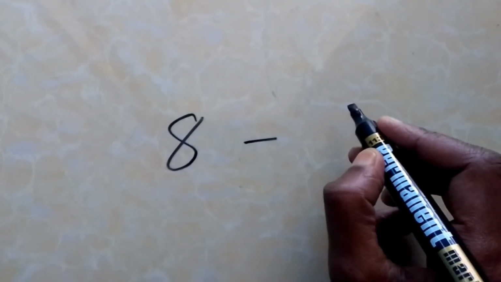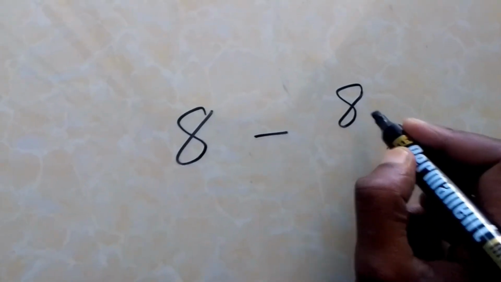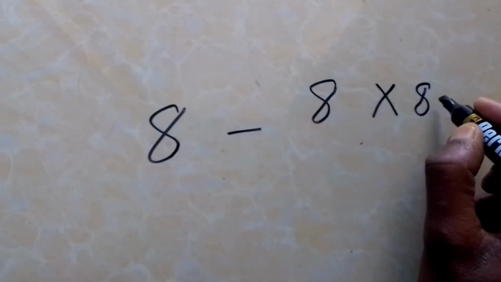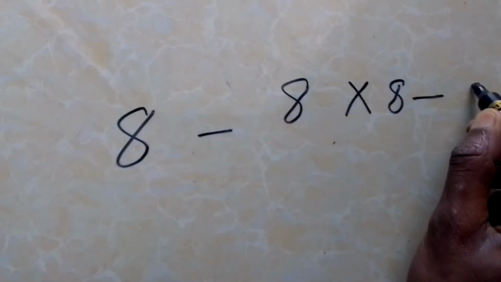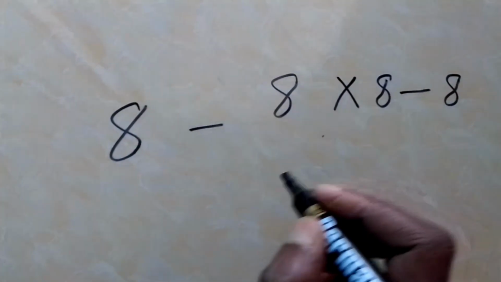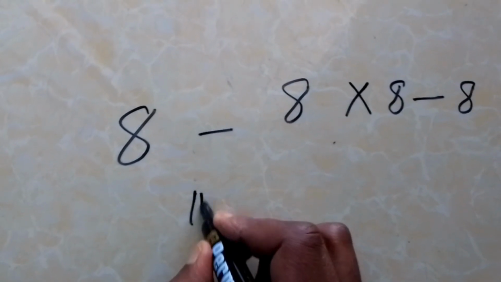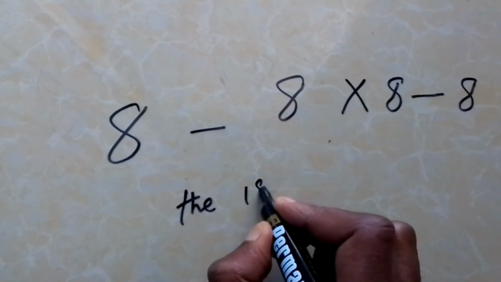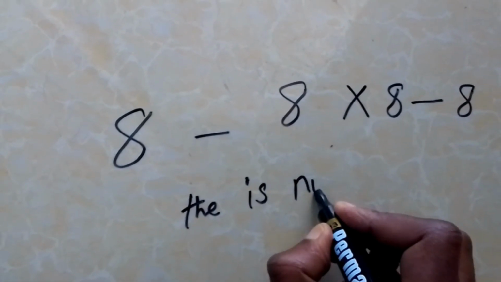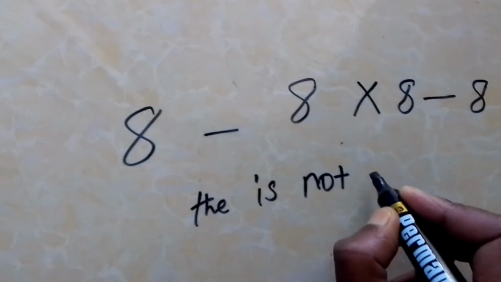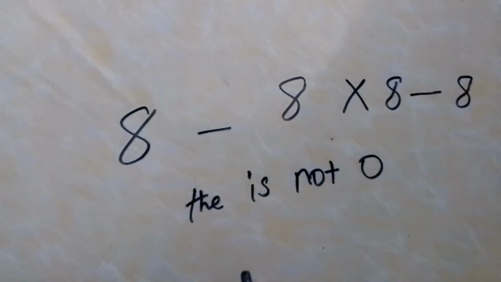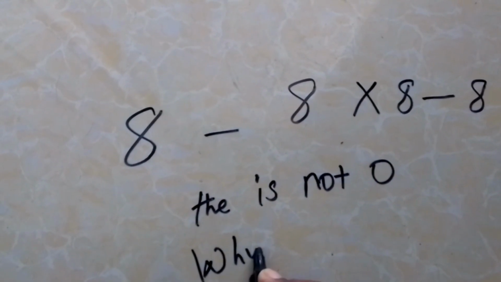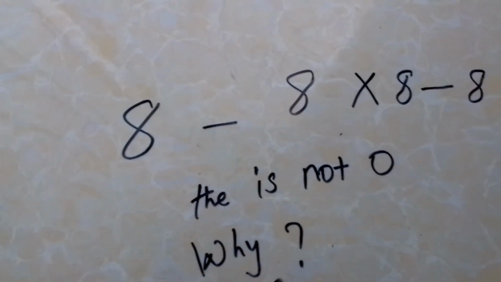8 minus 8 times 8 times 8 minus 8. The answer is not 0. Why? Why?